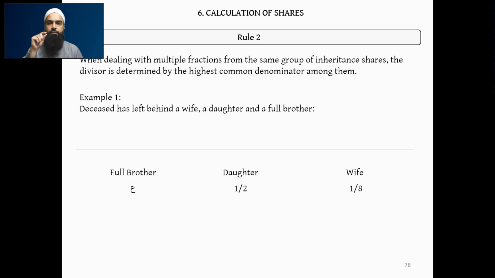So remember, half, a quarter, and an eighth was group number one. Because there are two different fractions being used, but they're from the same group, what we do is we use the highest denominator, which is 8, and we make the divisor from 8. So we write down the divisor in the corner like this, 8. Hopefully you can see it.